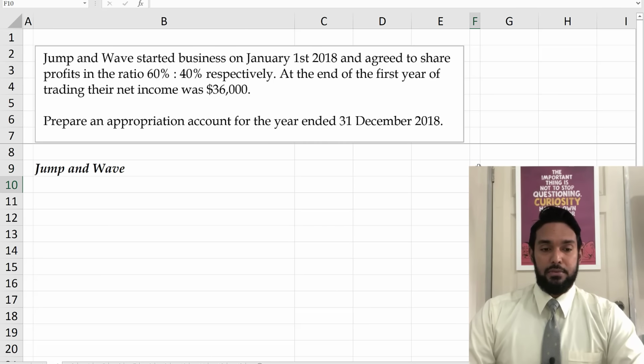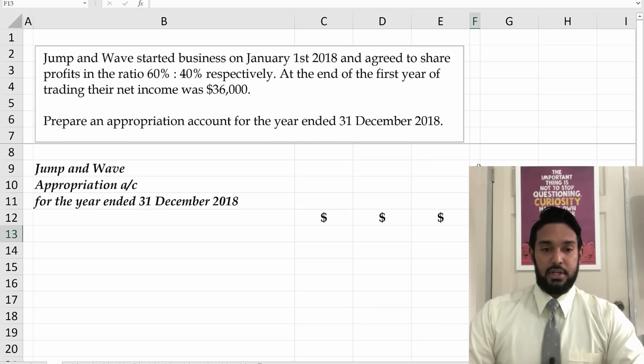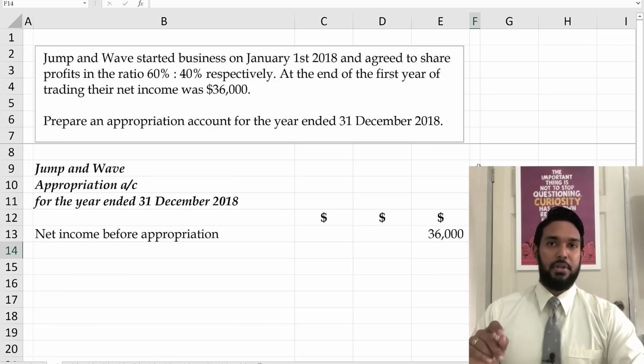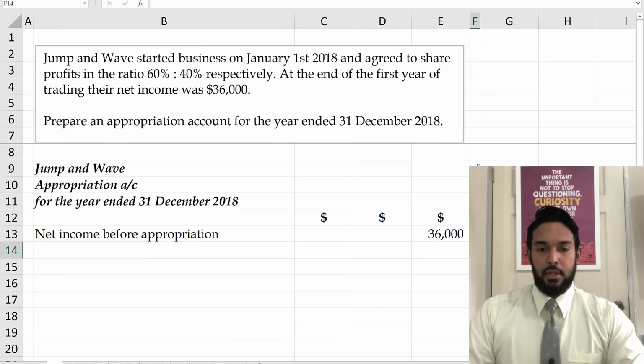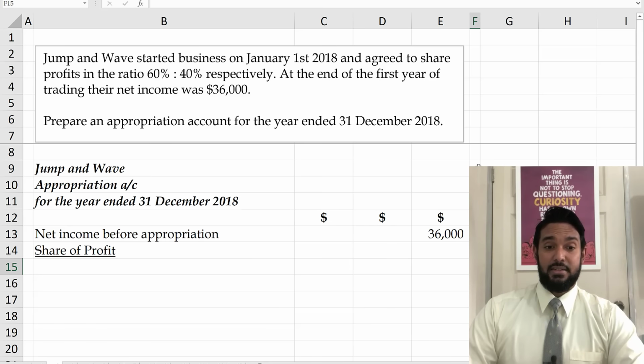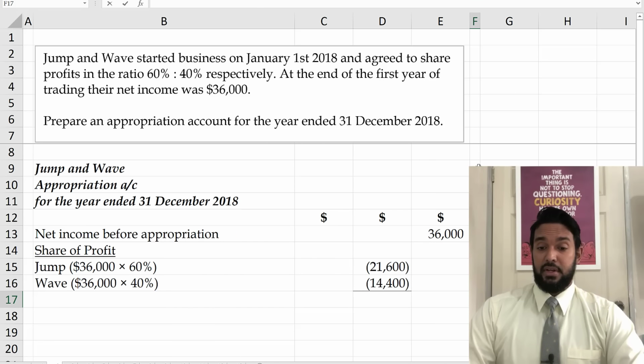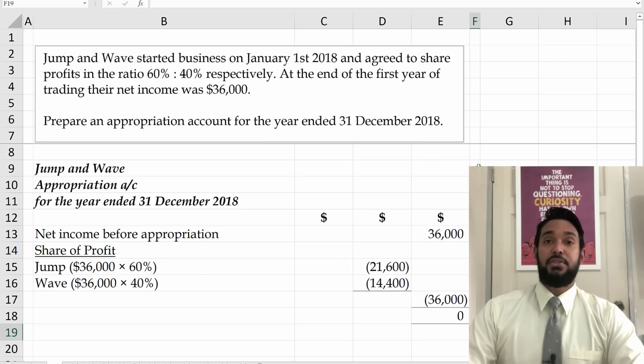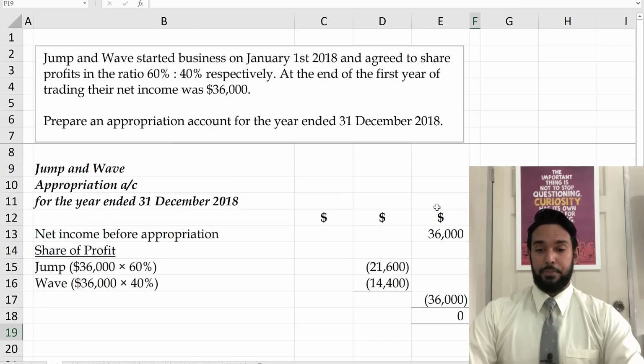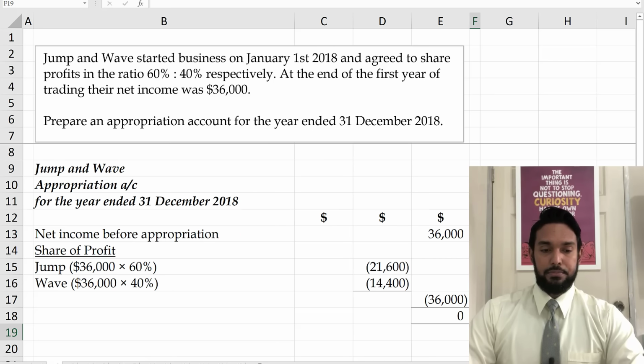So let's head up, Jump and Wave, appropriation account for the year ended 31st December 2018, $, net income before appropriation is 36,000. You're going to see that figure repeat quite a bit because it's a very easy figure to share up. And right, so share of profit. So Jump gets 60%. 60% of that is 21,600, and Wave gets 40%, which I think is 14,400. And you add those two things together, you get back 36,000, which matches the profit before appropriation, and everything is shared between the partners. Okay, let's take a look at another example.